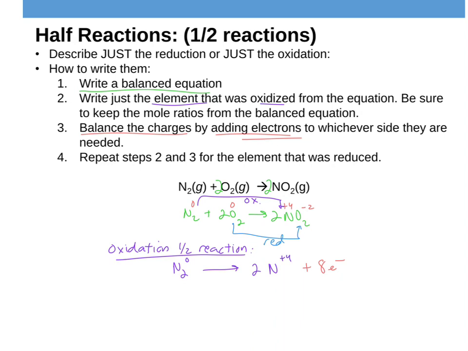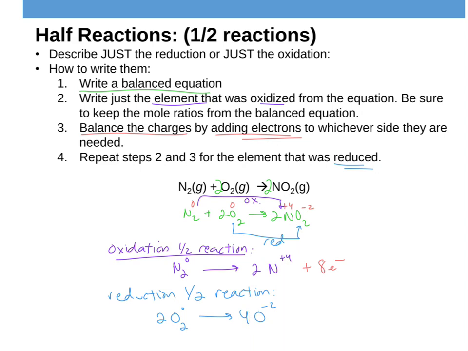Now we're going to look at the reduction. So step 4 just says repeat 2 and 3, but for the reduction half reaction. Now it looks like I've got my two O2s that at oxidation state of 0 are going to 4 O minus 2s. And I got the 4 O minus 2s because there were 2 for each one of these NO2s, but then there's 2 as a coefficient. So I have 2 NO2s, all of them are minus 2s, so I broke it up.